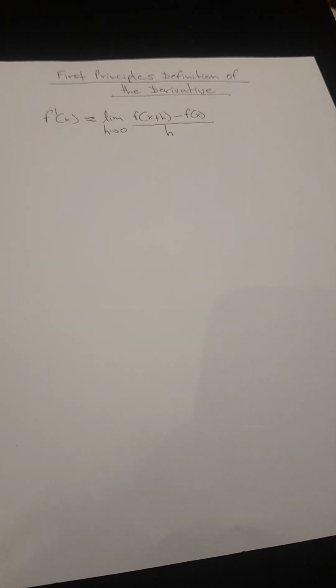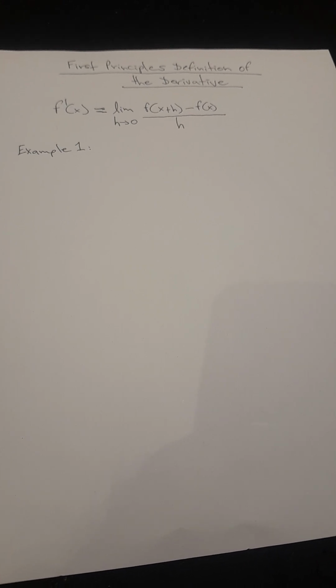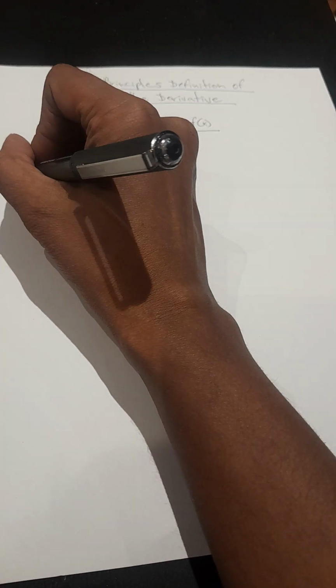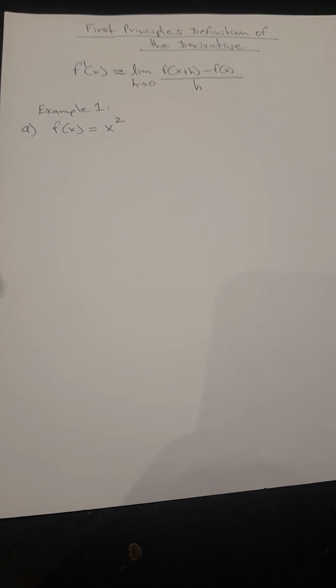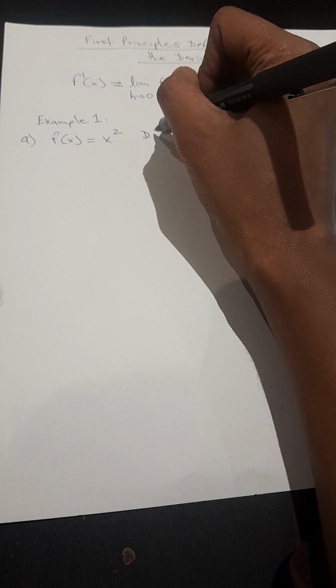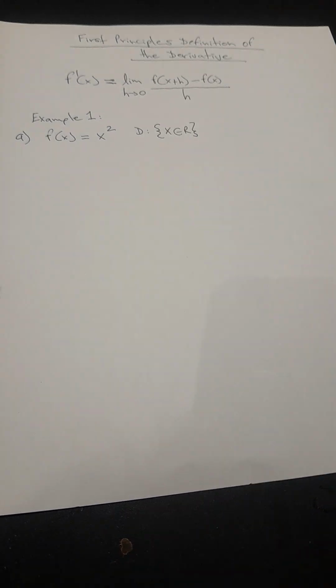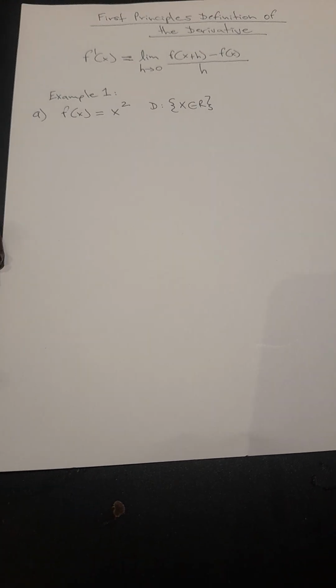Okay, so let's try an example here. Example 1. We're going to start off with a very simple function. It says determine the derivative using the first principles definition. We're going to try it for the function f of x equals x squared. Remember from last year, this is a quadratic function. If you are to write the domain, of course, the domain is all real numbers. So the first part of this example is telling us to state the domain.